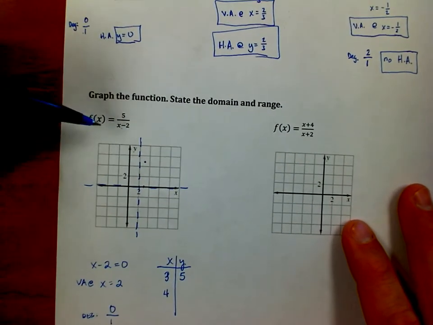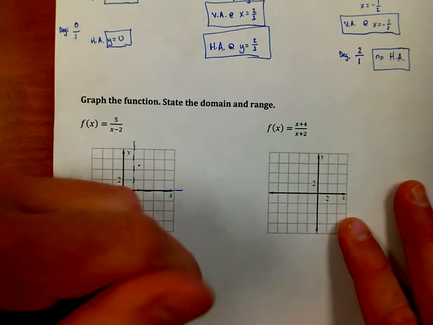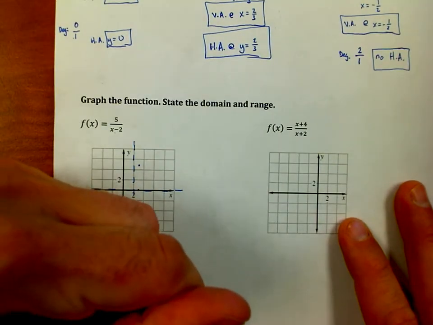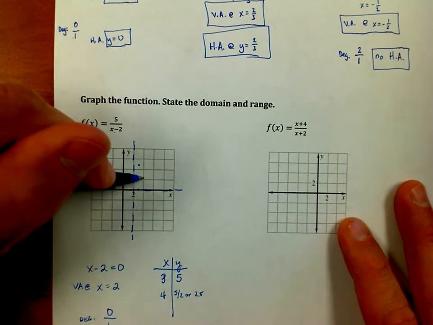Well, if I put a 4 in, then I have 4 minus 2 on the bottom, which is 2. And so I have 5 over 2. So I have 5 halves, or 2.5, right? And so I'm going to come over here to 4. I'm going to go up to 2.5, and I'm going to graph it.